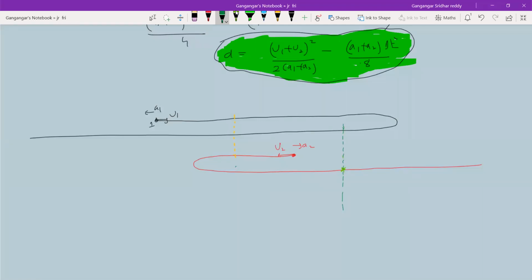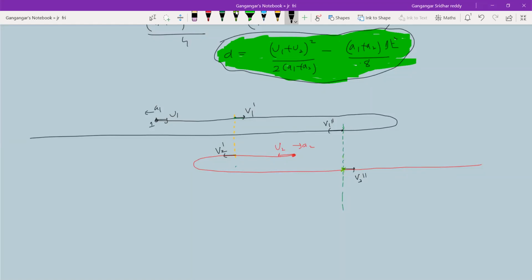Here, when they're crossing, it will have velocity v1. Here it will have velocity v2. I'll write v1 dash, v2 dash. Similarly, when the particle is crossing here, it will have velocity v1 double dash, v2 double dash. Are you able to make it out?